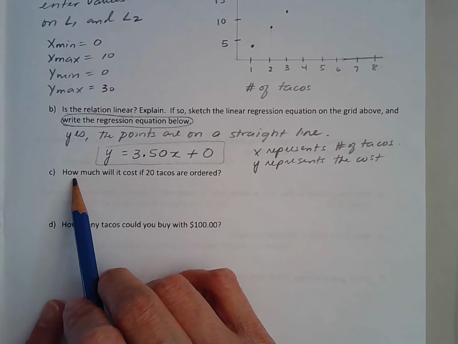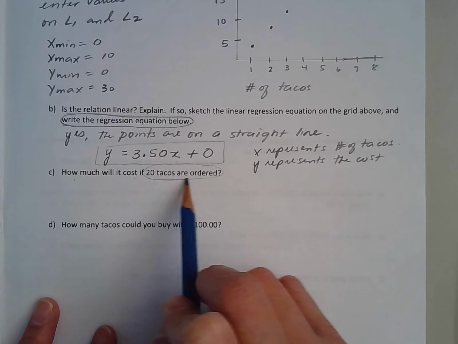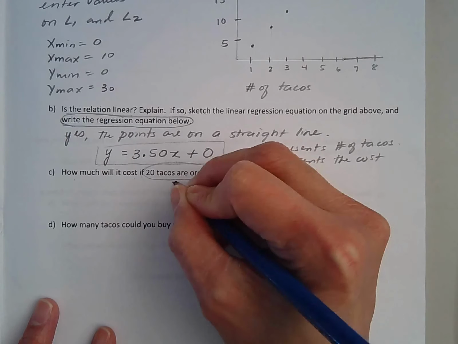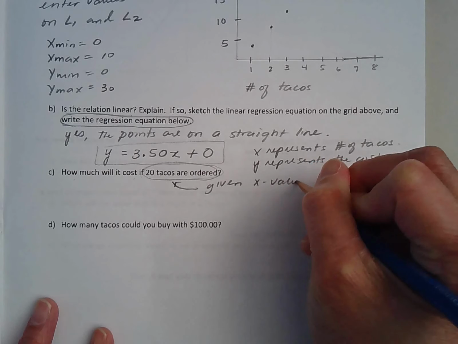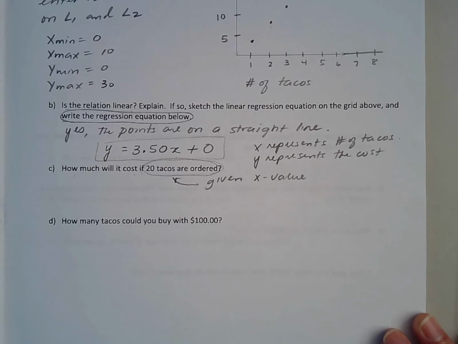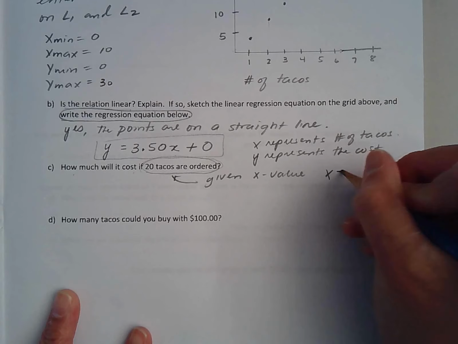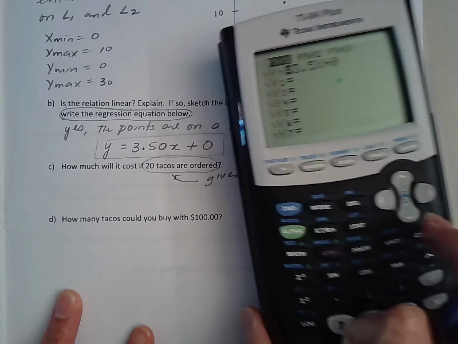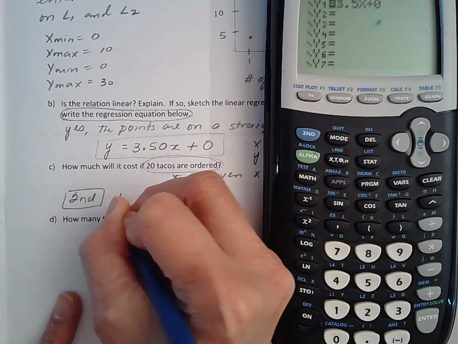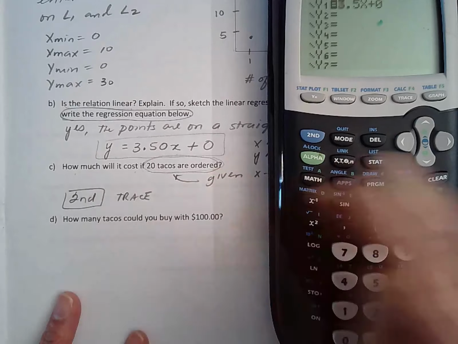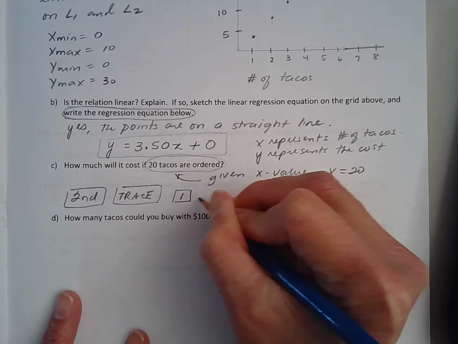So over here, let's see. How much will it cost for 20 tacos? What are they giving us? We're given the x value. And what's our x value? The x value is 20. So x equals 20. So we can go second, trace. Second trace. We're going to press 1 for value.